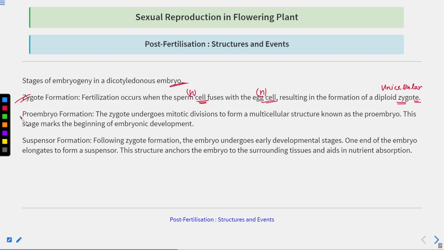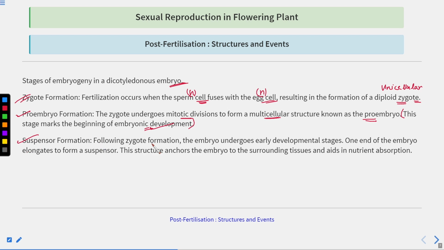Clear? Next is the proembryo formation. After the zygote, the proembryo is formed. The zygote undergoes mitotic divisions to form a multicellular structure known as the proembryo. This stage marks the beginning of embryonic development. So you have to keep this in mind: the development of the proembryo marks the beginning of embryonic development. Next is the suspensor formation.